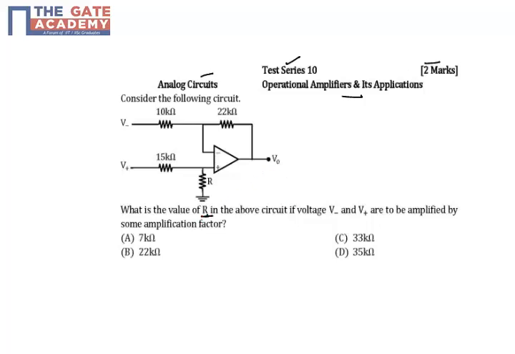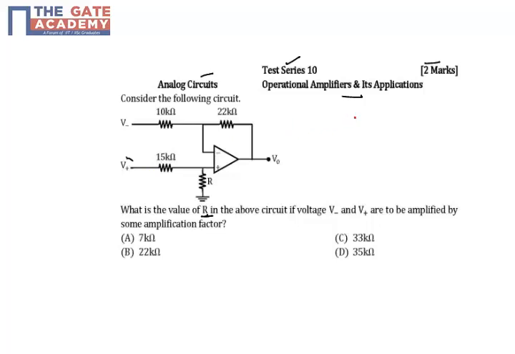What is the value of R if, in the above circuit, V minus and V plus are to be amplified by the same amplification factor? Basically, we have one V minus which is attached to the inverting terminal, and one input V plus which is attached to the non-inverting terminal. So this amplifier will act as an inverting amplifier as well as a non-inverting amplifier. The question says that the amplification factor of the inverting and non-inverting amplifier should be the same.